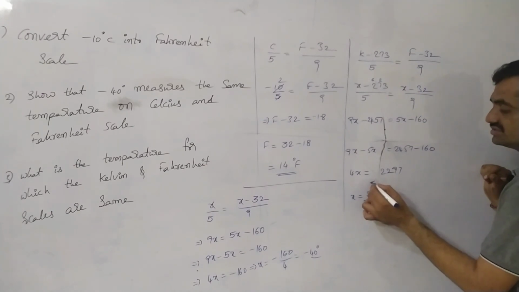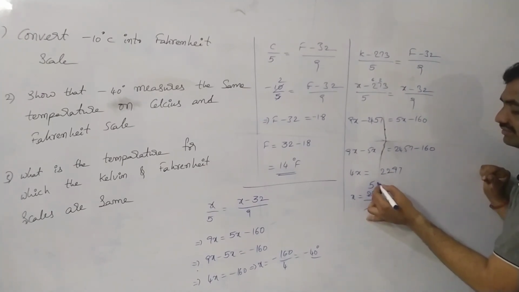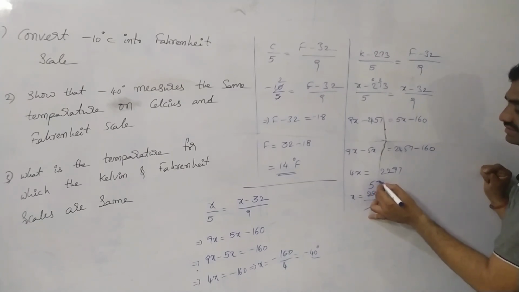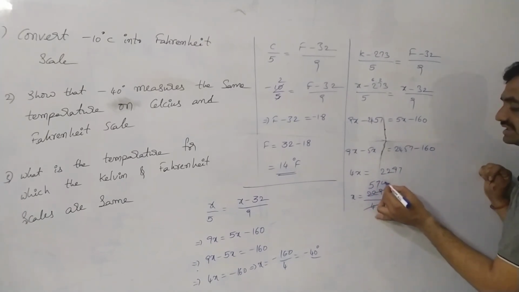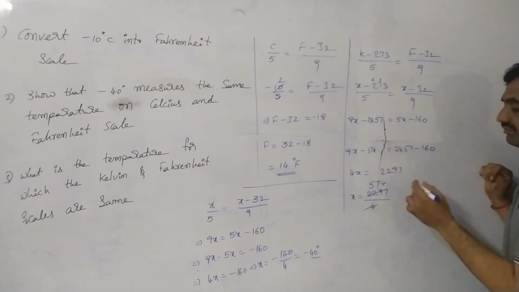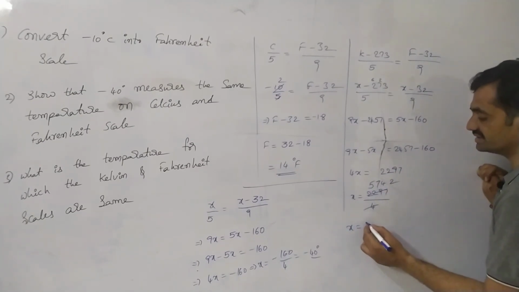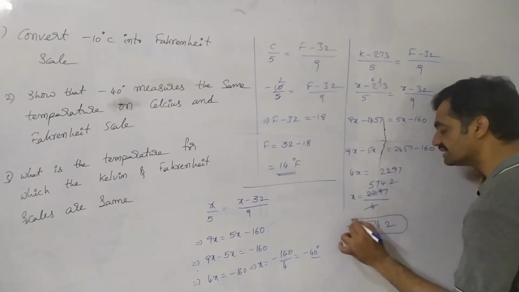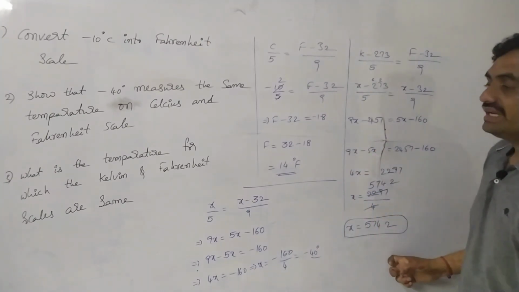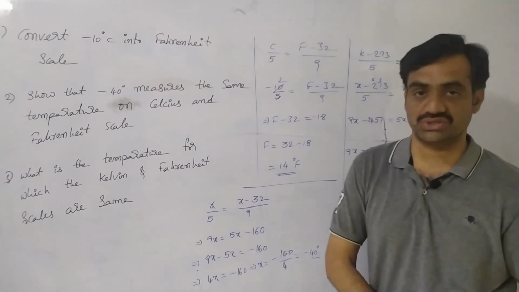4 5s are 20. 4 7s are 28. And again 4 4s are 16. Still we have 1. 4 2s are 8. So it continues. So approximately we can represent it as 574.2. So at this temperature, Kelvin as well as Fahrenheit scale represent the same temperature.